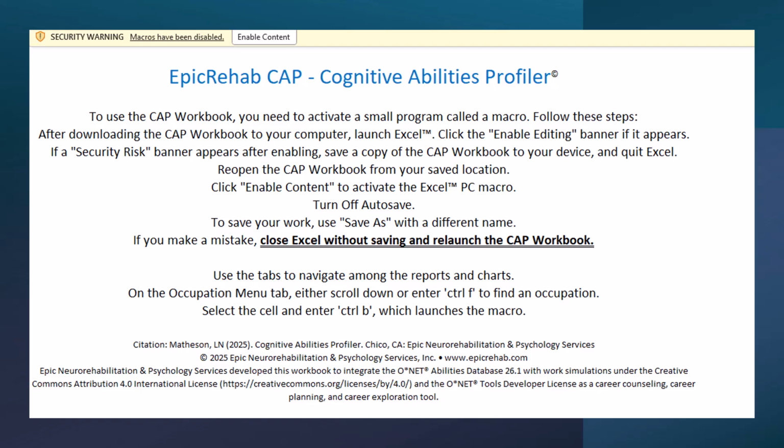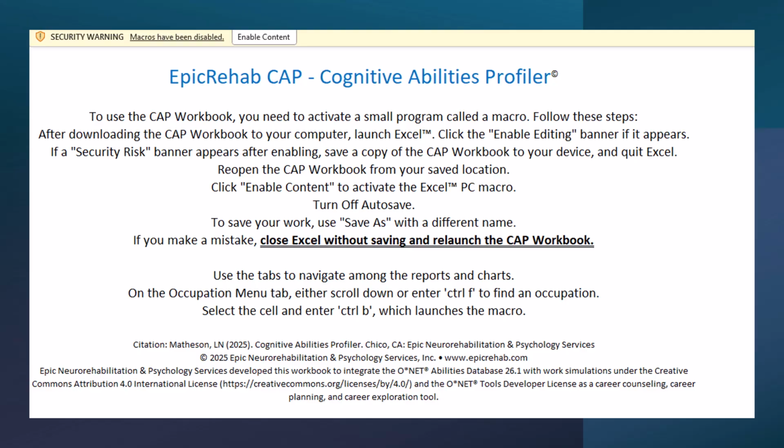As occupational therapists, our goal is often to match an individual's capabilities to the demands of a specific role. And this macro-enabled Excel workbook is designed to make that job analysis precise, objective, and deeply rooted in reliable data. The Cognitive Abilities Profiler uses the ONET baseline cognitive abilities derived directly from the ONET 26.1 database supplied by the U.S. Department of Labor, Employment, and Training Administration.